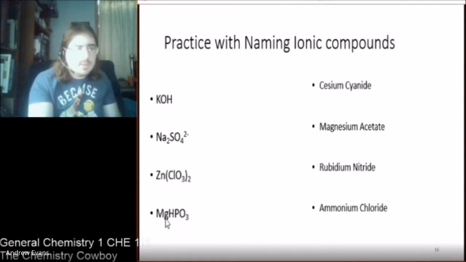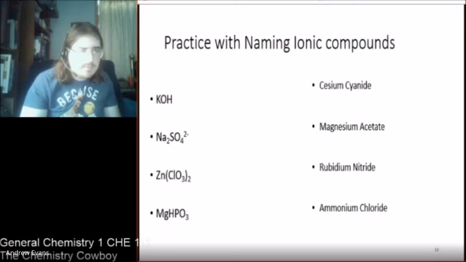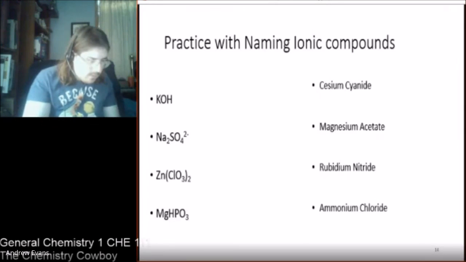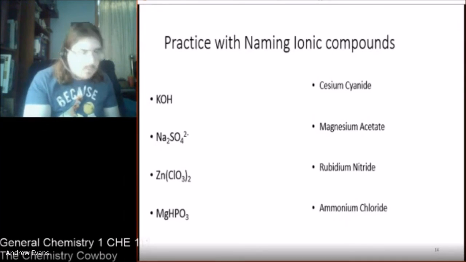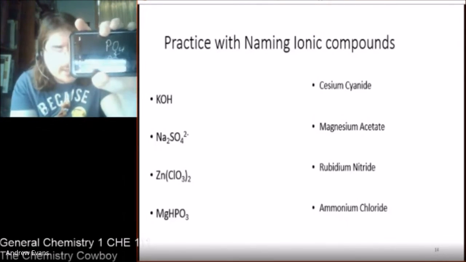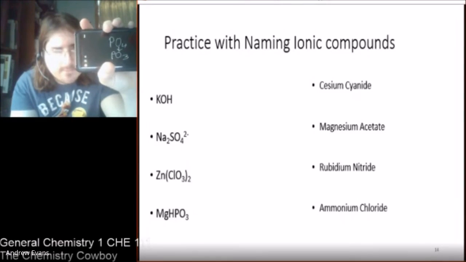And lastly, magnesium hydrogen phosphite. Because I'm breaking this down into magnesium, then hydrogen phosphite. So magnesium and then hydrogen phosphite. It's because phosphate is PO4. So we're going to go from PO4 to PO3. So I change it from phosphate to phosphite.